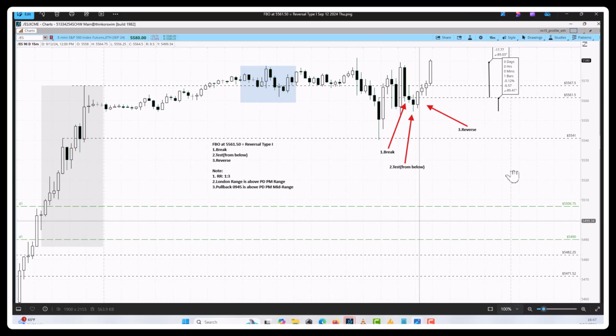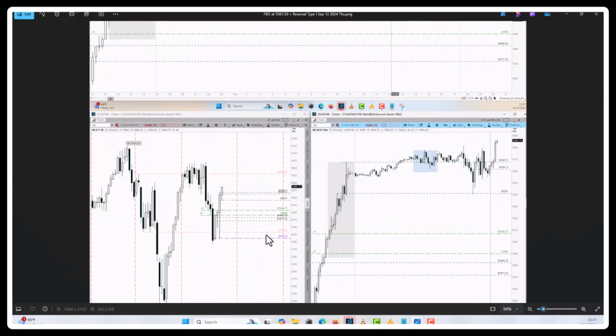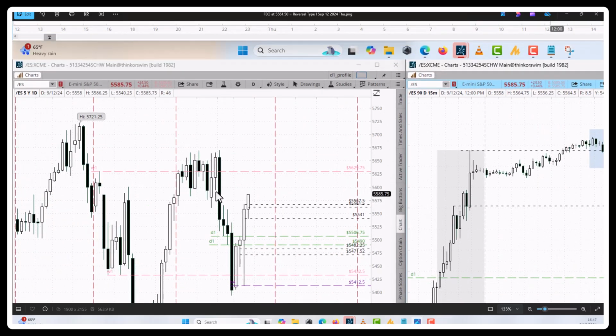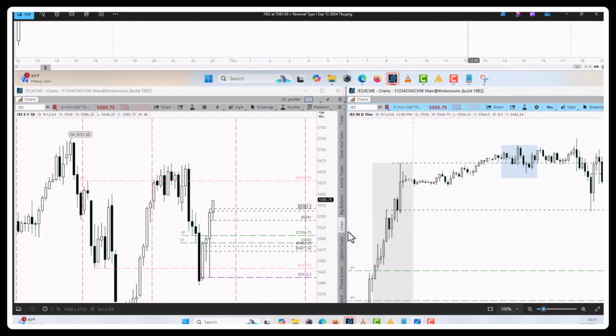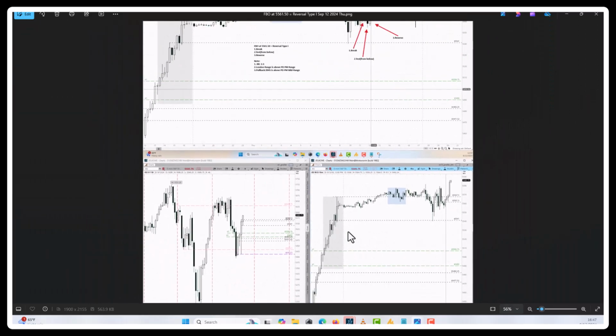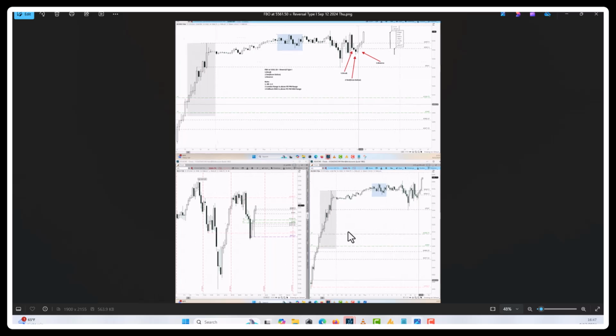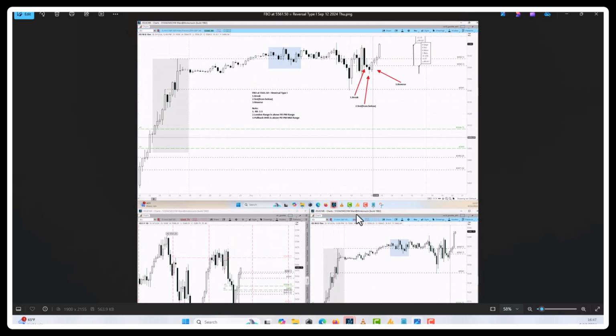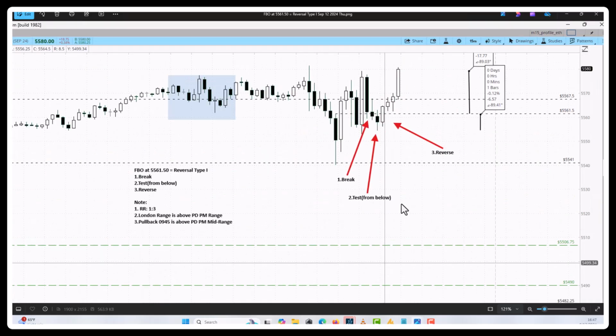But if we let it run, it can be a home run, because it goes all the way up on the daily time frame. It goes up right there to that level, to the low of this candle. So basically it's a reversal type 1 setup.